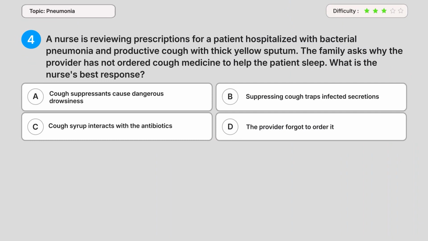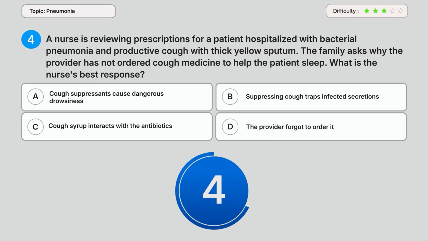A. Cough suppressants cause dangerous drowsiness. B. Suppressing cough traps infected secretions. C. Cough syrup interacts with the antibiotics. D. The provider forgot to order it. What do you think is the answer?